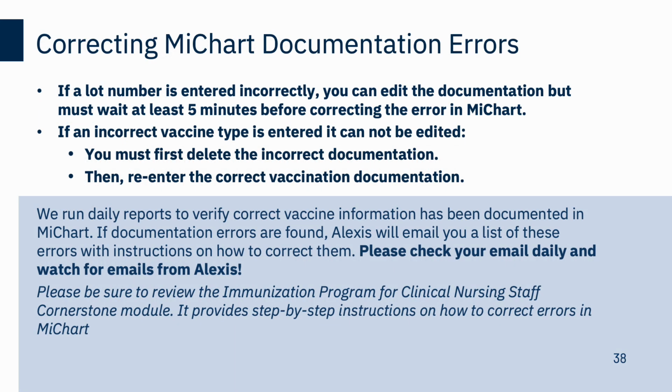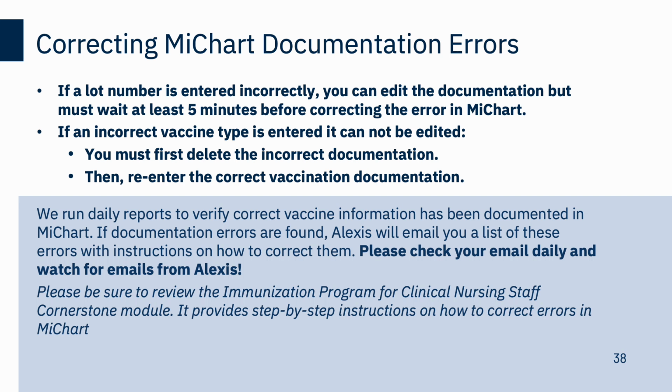Correcting MyChart documentation errors. If a lot number is entered incorrectly into MyChart, you can edit the documentation but must wait at least 5 minutes before correcting the error. If an incorrect vaccine type is entered into MyChart, it cannot be edited. You must first delete the incorrect documentation. Then, re-enter the correct vaccination documentation.